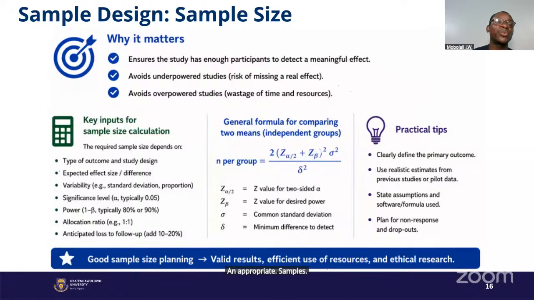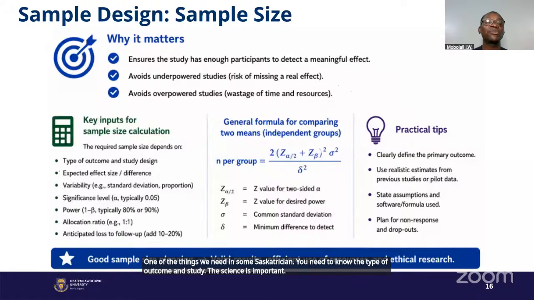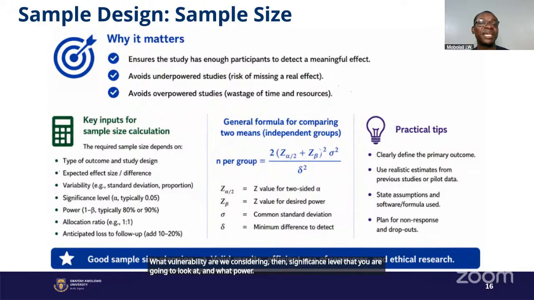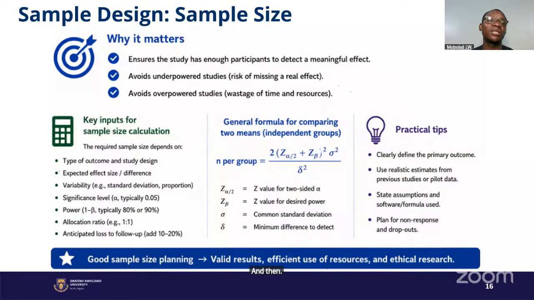And one of the things we need in sample size calculation, you need to know the type of outcome, and the study design is important. The outcome, whether it's numeric or categorical, because it determines the kind of sample size formula you're going to use. And then what is the expected effect size or difference that we're looking at? What variability are we considering? The significance level that you are going to look at, and what power do you want to use, is it 80% or 90%? And then you give room for some unspecified loss to follow-up, the attrition that we're talking about, or non-response rate.